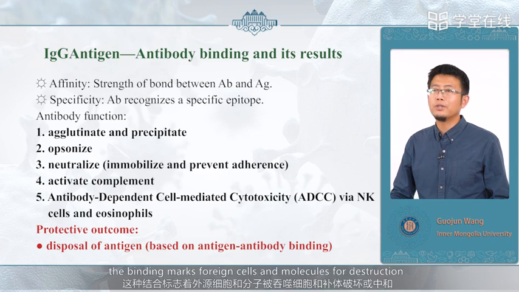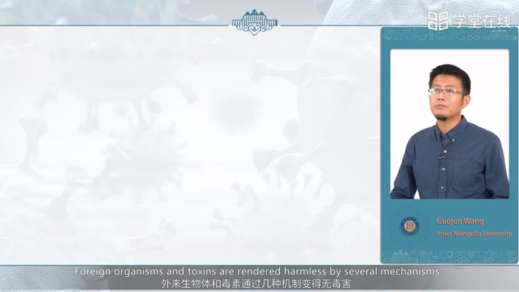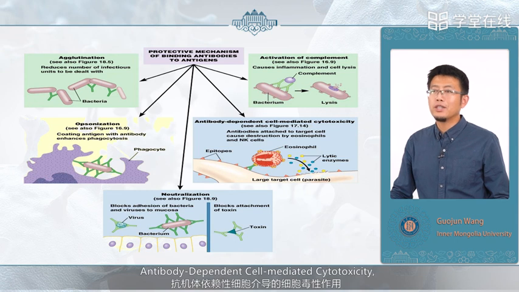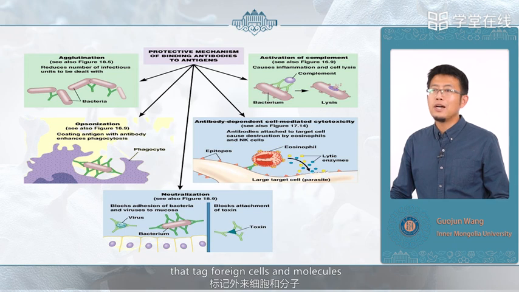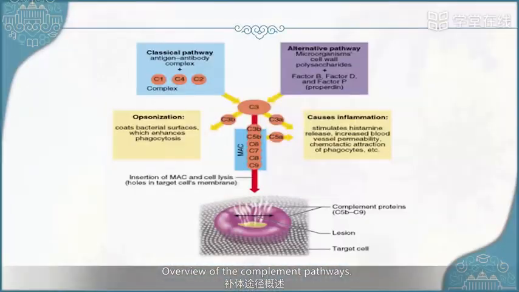Rather, the binding marks foreign cells and molecules for destruction and neutralization by phagocytes and the complement. Foreign organisms and toxins are rendered harmless by several mechanisms, as summarized. These are agglutination, opsonization, neutralization, antibody-dependent cell-mediated cytotoxicity, and activation of complement. The binding of antibodies to antigens forms antigen-antibody complexes that tag foreign cells and molecules for destruction by phagocytes and the complement. Overview of the complement pathways.